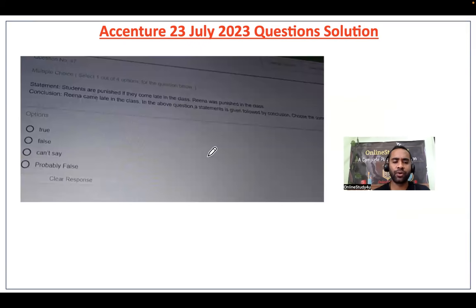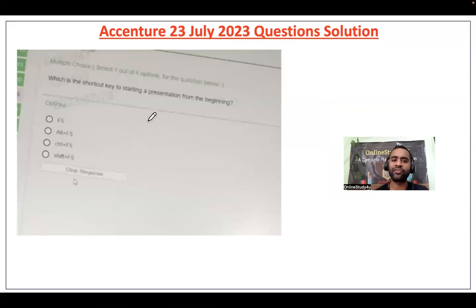Then here, this is again the critical reasoning part. Okay, so students are punished if they come late in the class. Reena was punished in the class. Now, did Reena come late in the class, right? See, if students are coming late in the class, they are getting punished. Reena was punished in the class, so definitely Reena would have come late, and that's the reason Reena was punished. So your answer will become true here.